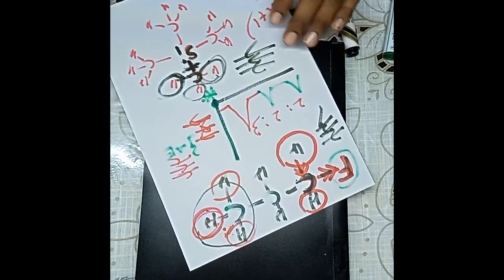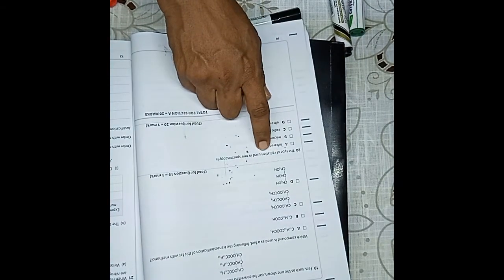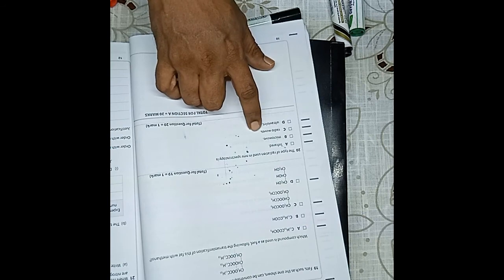Here for the moment I am discussing only the MCQs. Then the 20th MCQ, the type of radiation used in NMR spectroscopy is radio waves. That's the 20th one. Correct answer is C.